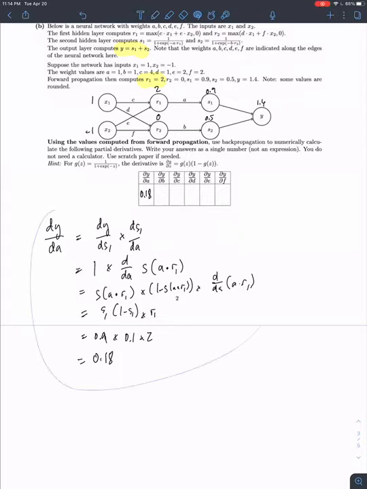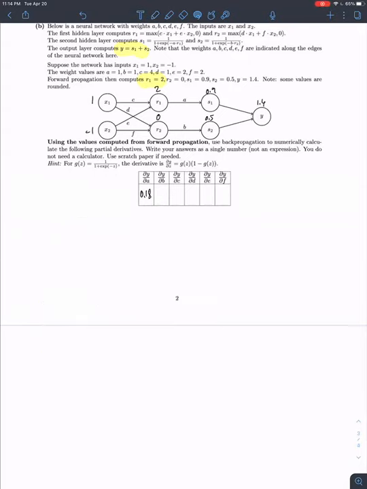Now, I'm going to delete this calculation. Now let's do dy/dB. So dy/dB is equal to dy/dS2, which is just equal to 1, times dS2/dB. I'm just going to cut to the chase and say it's dS2/dB. So that is d/dB of S2. S2 is the sigmoid of B times R2.